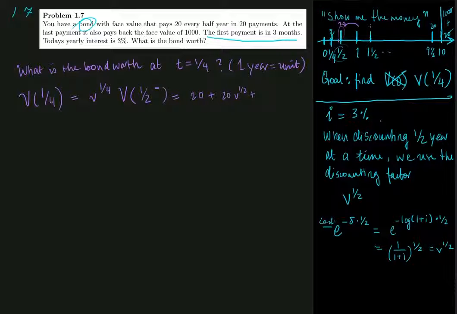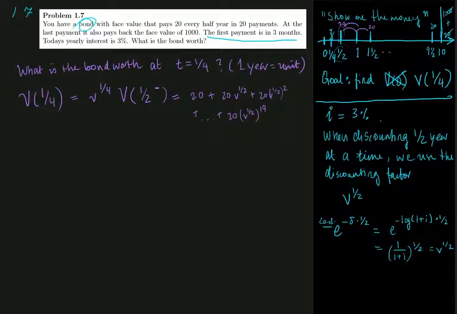And then we have the 20 that's paid here, which is discounted 2 years. So not 2 years, but 2 half years, sorry. So it's discounted a half year each time, and that's done 2 half years. And so on and so on until we reach the last payment of 20, which has been discounted half yearly. How many times? Well, 1, 2, 3, 4, and so on, 19 times.